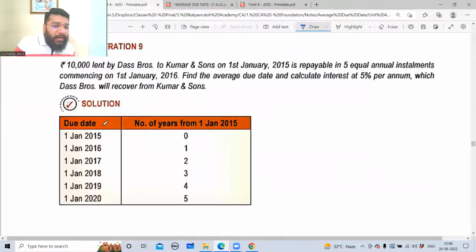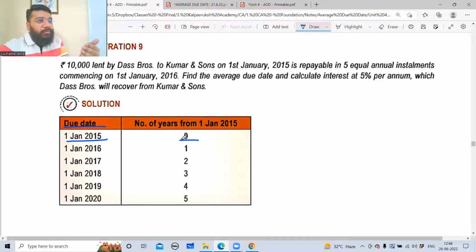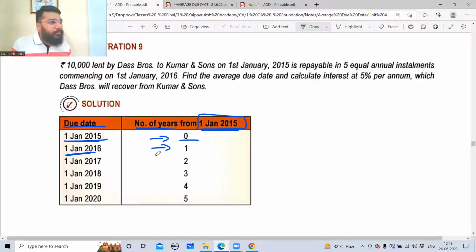So this is the due date, guys. 1/1/2015, the due date will be zero because that is the date of lending the loan. So that cannot be the actual due date for payment. So 0 days. On 1/1/2015, it is zero. So number of years from the base date. Base date is 1/1/2015. So 1/1/2015 to 1/1/2015, 0 years. 1/1/2015 to 1/1/2016, 1 year.